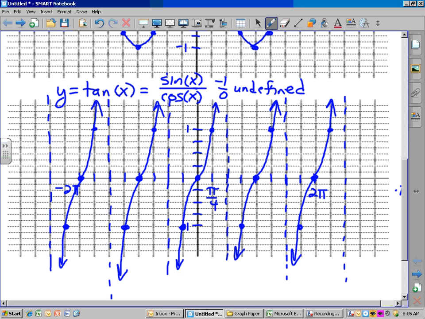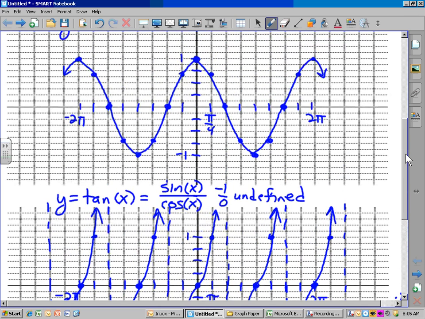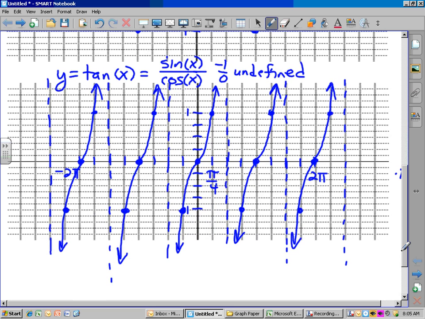Up here, sine and cosine, what's the length on that? Well, from peak to peak, it would be 2 pi. So the tangent is not quite as far, the actual pattern of it. Follow me on that? Any questions on how to draw the tangent graph?